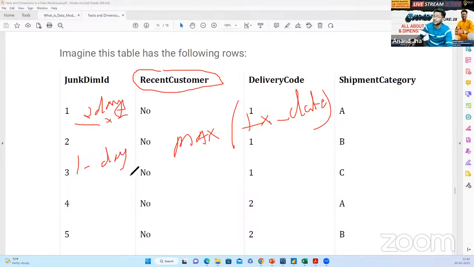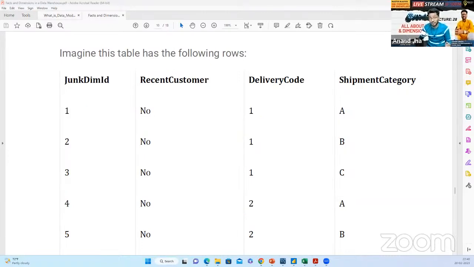Netflix can define a recent customer as one who has purchased the plan in the last 1 week. A recent customer for Amazon Prime can be one who has purchased my plan in the last 1 month, right? So it depends from business to business, from company to company. That is the recent customer logic.